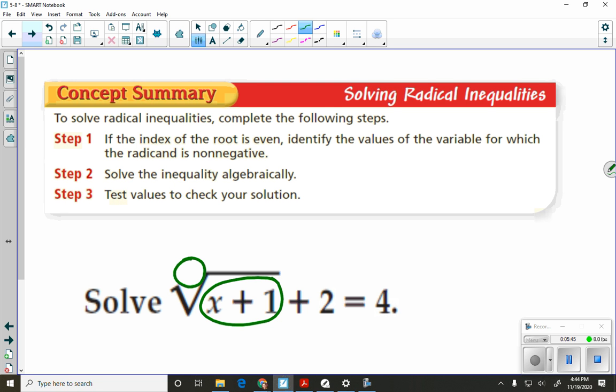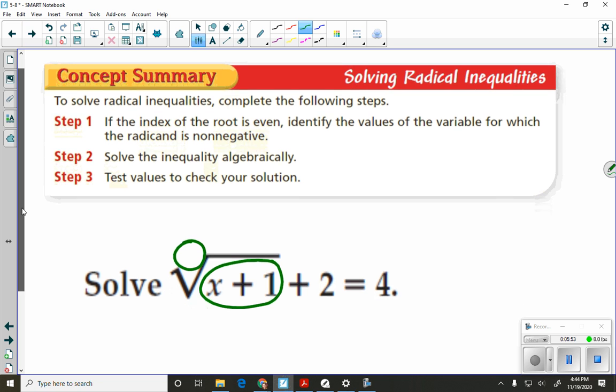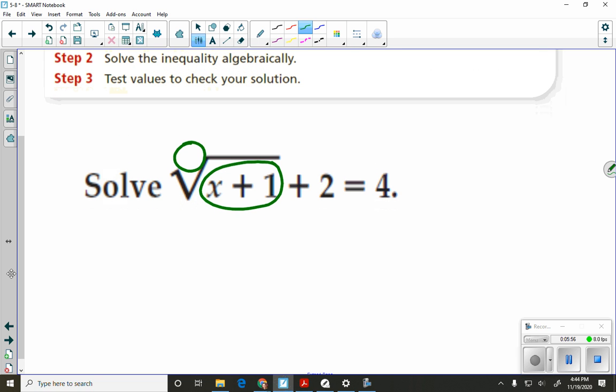Step 2, we're going to have to solve the inequality algebraically. In step 3, again, test those values, double check your solution. Let's find out if that works. So let's try a little bit bigger problem. So it is a square. X cannot equal negative 1, so as long as it doesn't do that.